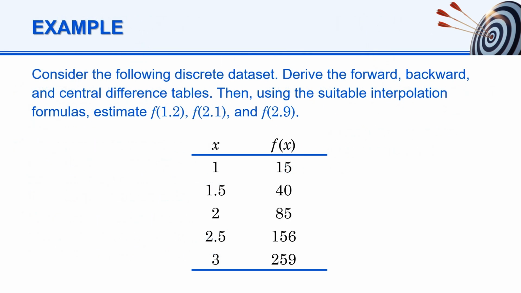Now we consider the following discrete dataset for which we will derive the forward, backward, and central difference tables. And then, we will use the suitable interpolation formulas to estimate f(1.2), f(2.1), and f(2.9).